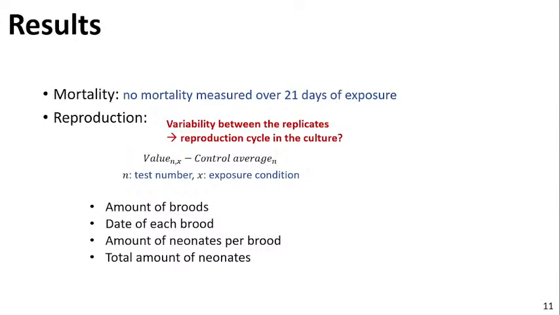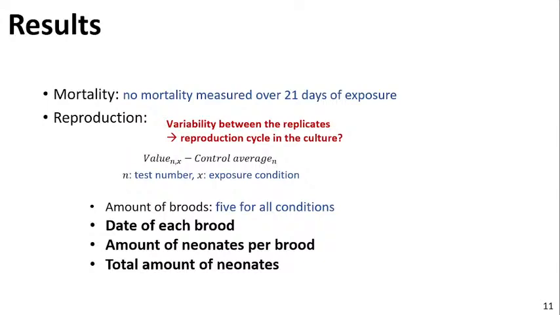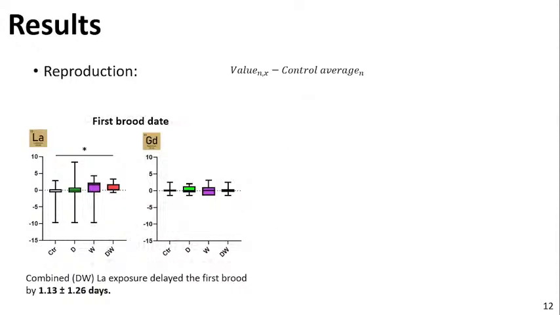So for the amount of broods, so how many times the organism reproduced, we also did not find any significant difference because all the organisms had approximately 5 broods. However, all the other endpoints were a bit more interesting. So this is what I'm going to try to present now. So first, for the reproduction, let's talk about the first brood date. So at what age the organism started to release their first babies or their first neonates.